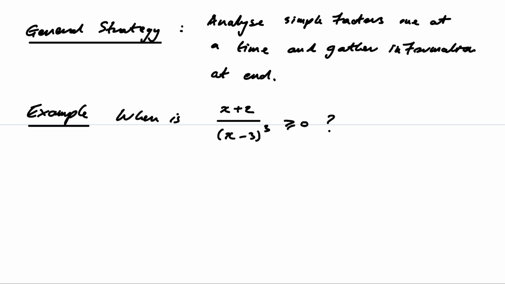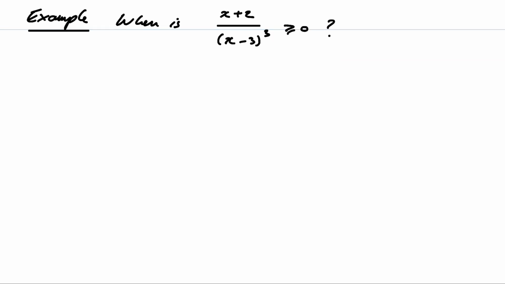Now I can see this is a ratio of two fairly simple pieces. One is x plus 2 in the numerator, and then this power of a linear piece, x minus 3 to the power 3, in the denominator. So it makes sense to analyze both of these separately first. So let's do this. Let's analyze x plus 2.